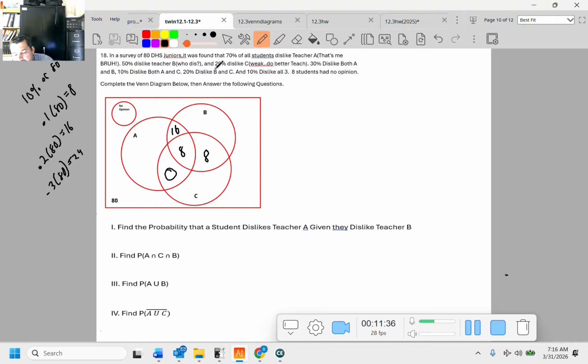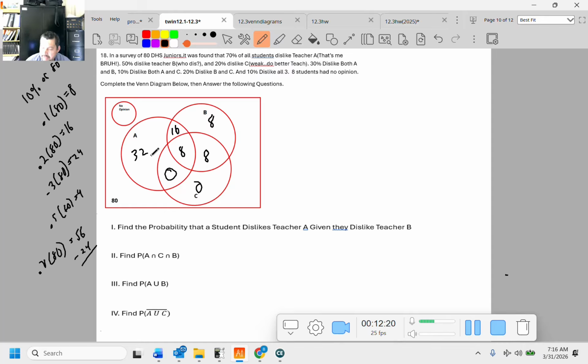20% dislike C. 20% of 80 is 16. So those 16 kids are already accounted for right here. I don't need to put any more in that circle. 50% dislike B. Well, 0.5 of 80 is 40. So let's see what we have in here. We have 24, 32. There's 8 more kids that go there because that circle has to add to 40. And then 70% of 80 would be 56. So this circle A has to be 56 kids, and it's got 24 in it right now. So I got to do a little subtraction there and figure out what's missing, which is 32. I don't know why I hesitated.